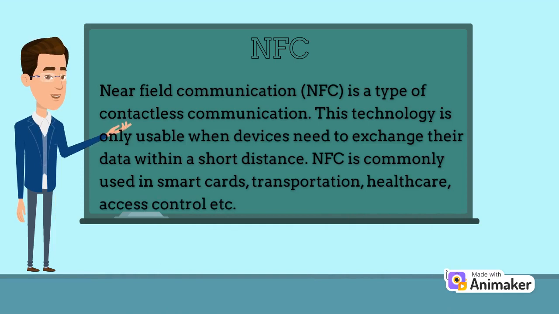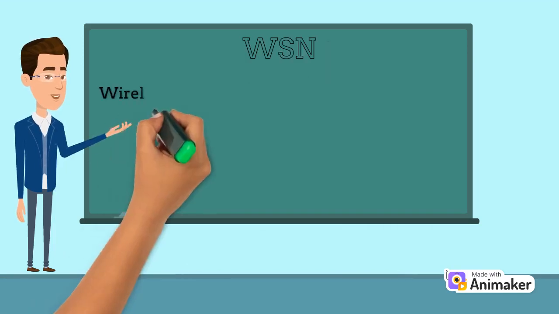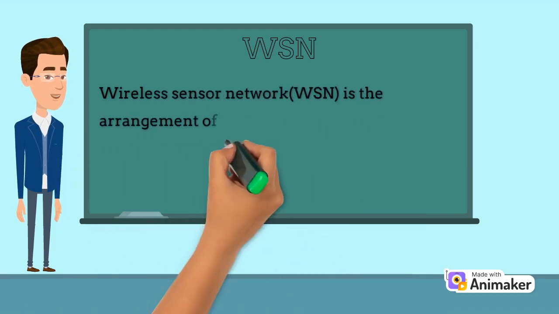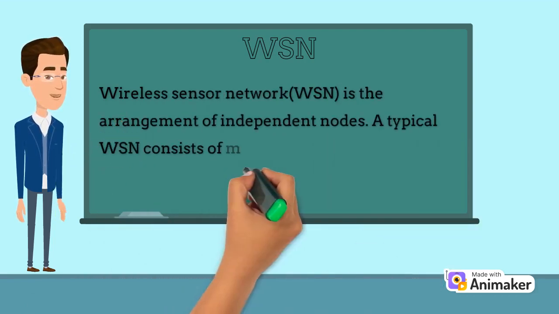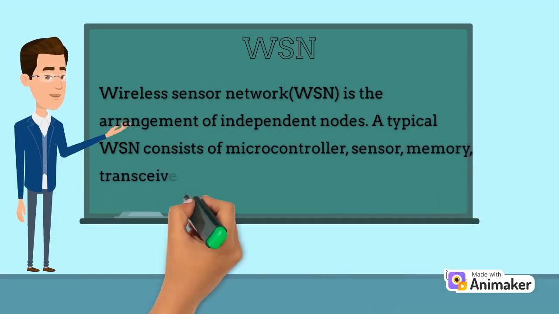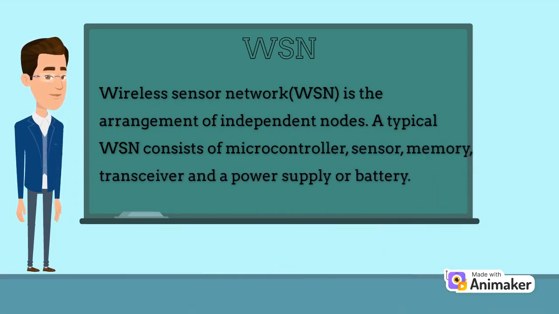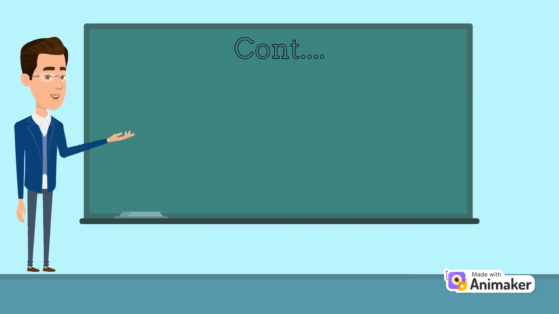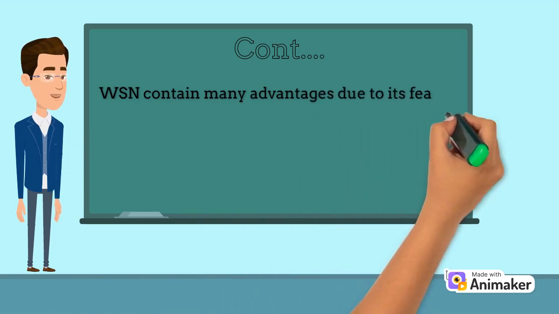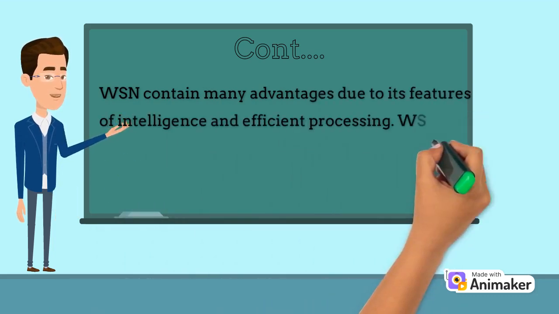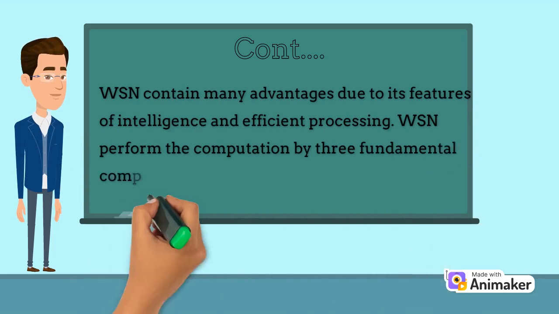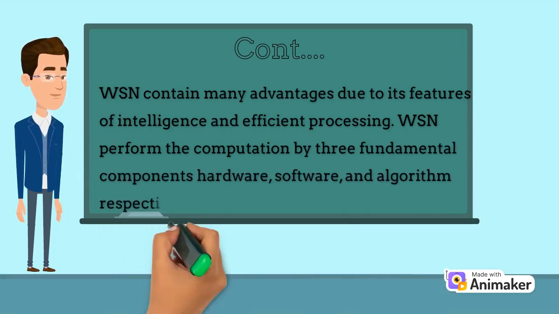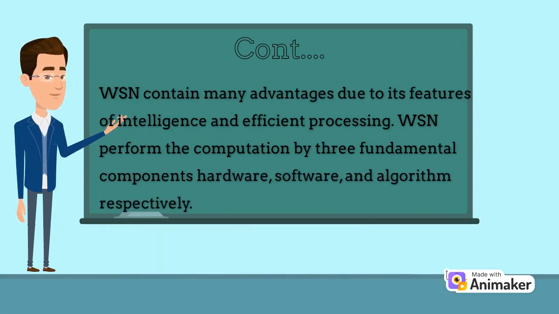Ways for transportation, privacy, healthcare, and trust in IoT. Access control. A wireless sensor network, WSN, is the arrangement of independent nodes. WSN consists of a microcontroller, a transceiver and a power supply or battery. WSN contain many advantages due to its features of intelligence and efficient processing. WSN perform the computation by three fundamental components: hardware, software, and algorithm respectively.